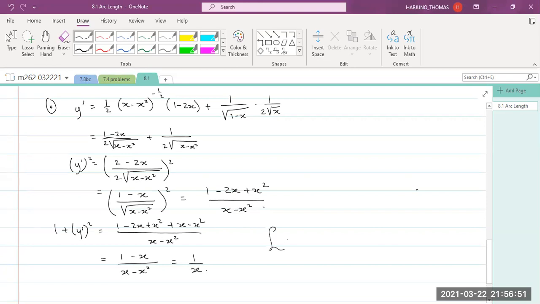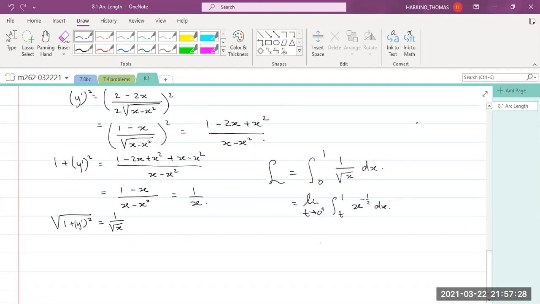So the arc length will be the integral from 0 to 1 of 1 over square root of x dx. Oh, we have a limit there, because this is a square root, right? So we have a limit here. Okay, so on and so forth. I will stop here.